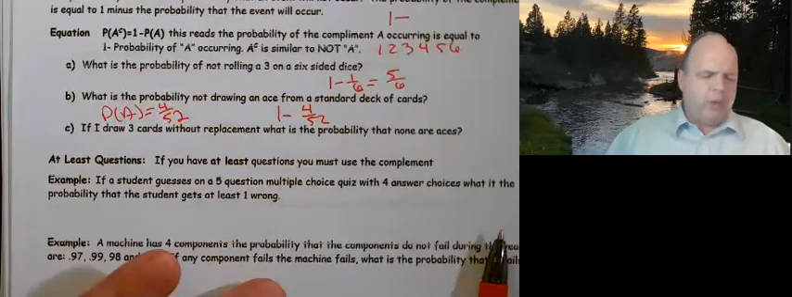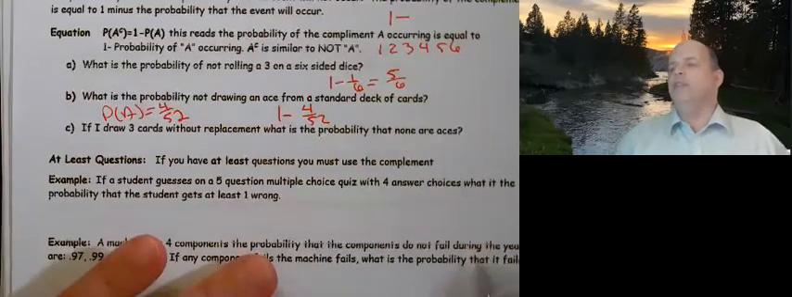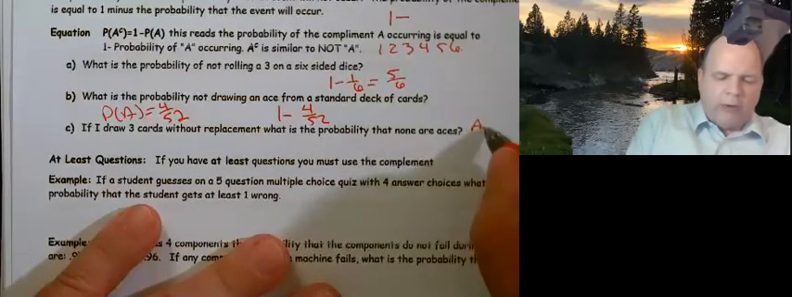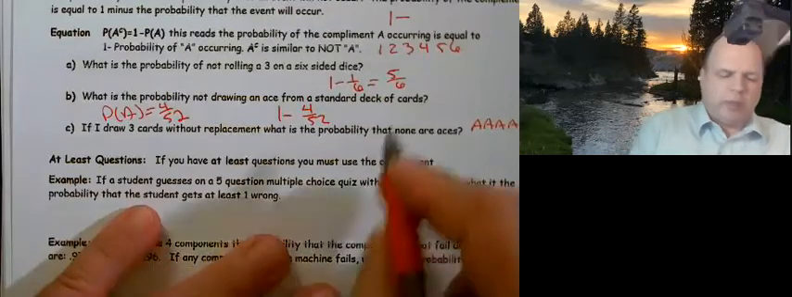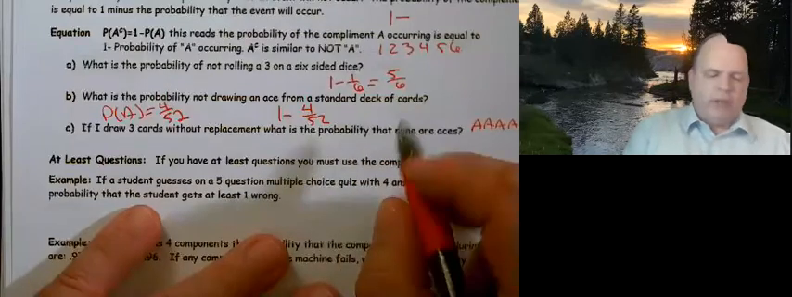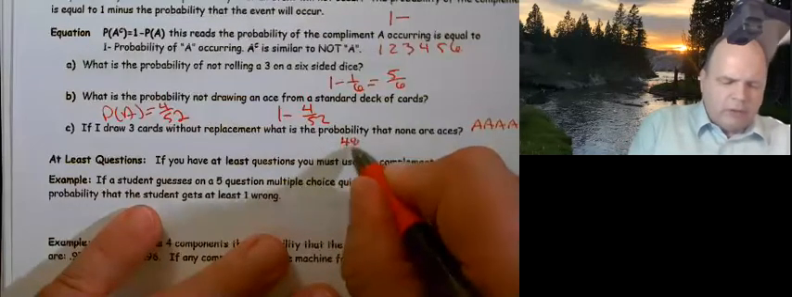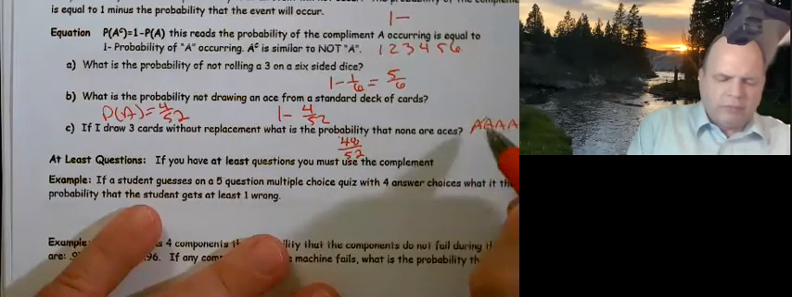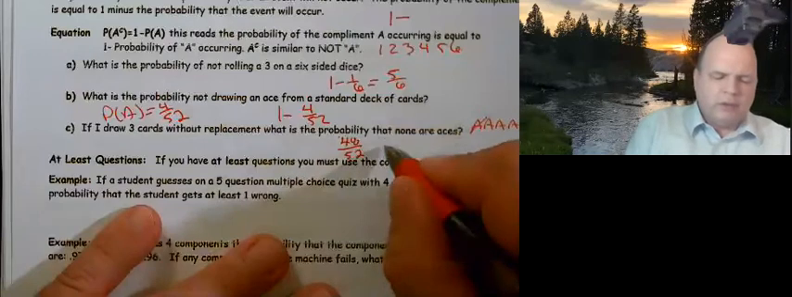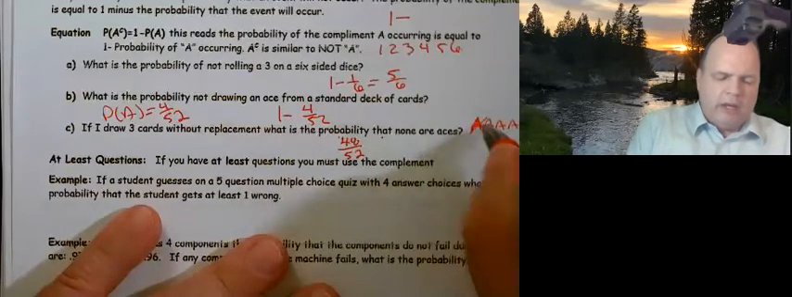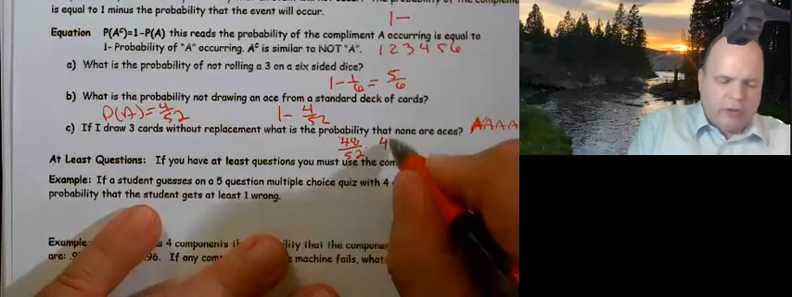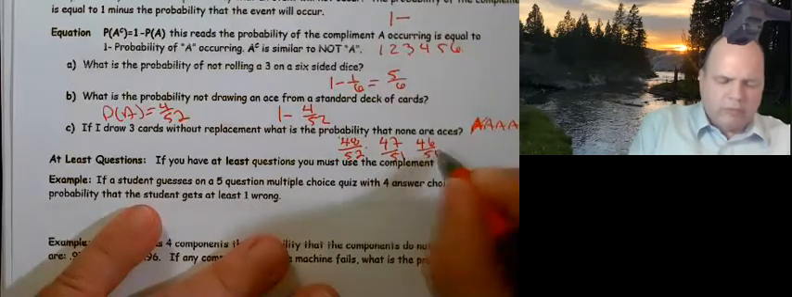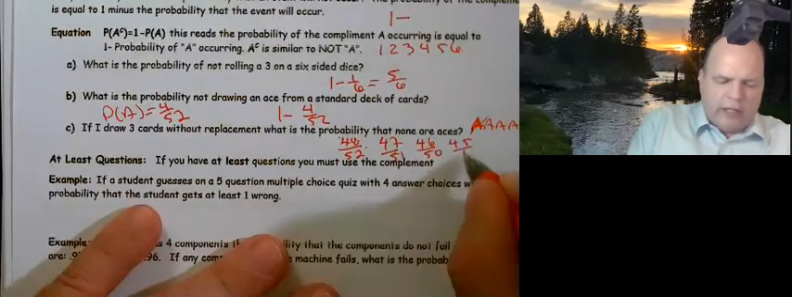If I had to draw three cards without replacement, what's the probability that none are aces? All right. I can't write a whole deck out, but we have four aces. What's the probability the first one is not an ace? Well, there's 48 out of 52. Now that's gone. And so now there's 47 cards left that are not aces. Then there's 46 cards that are not aces.